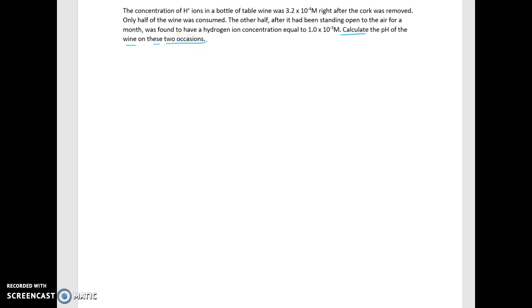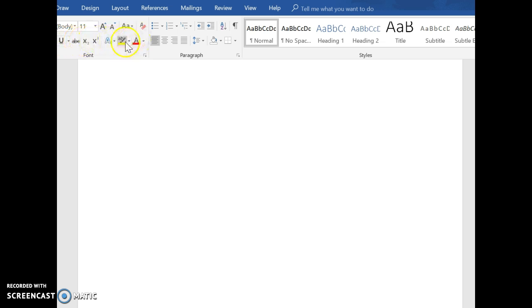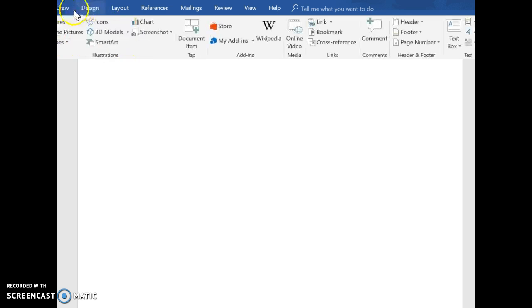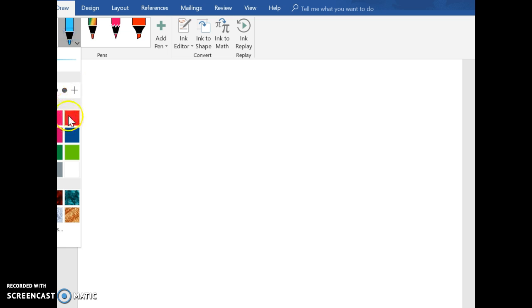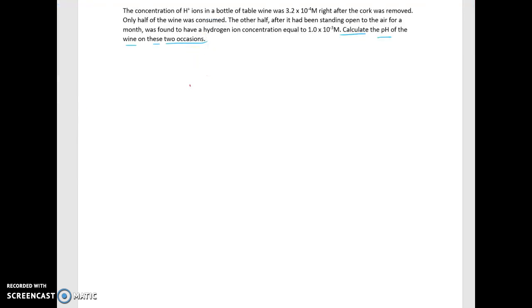Alright, so before anything, in order to solve this problem, we have to understand what they are basically giving to us. When we read it, they're telling us the concentration of hydrogen ions in the bottle before it was left out. So the concentration is 3.2 times 10 to the negative 4, and I'm going to label it concentration of the hydrogen ion 1.